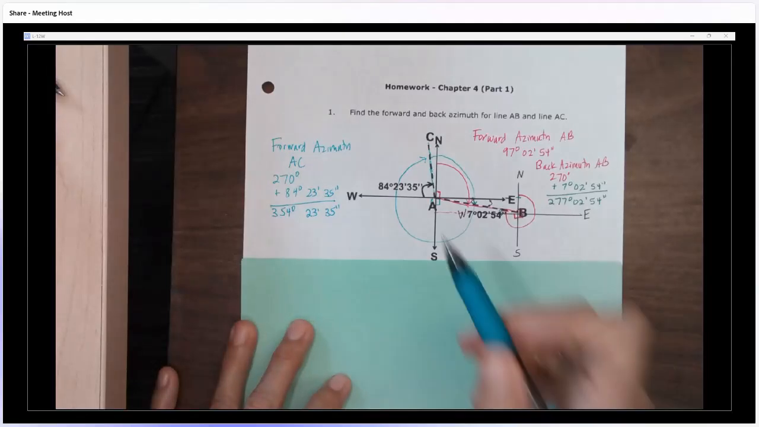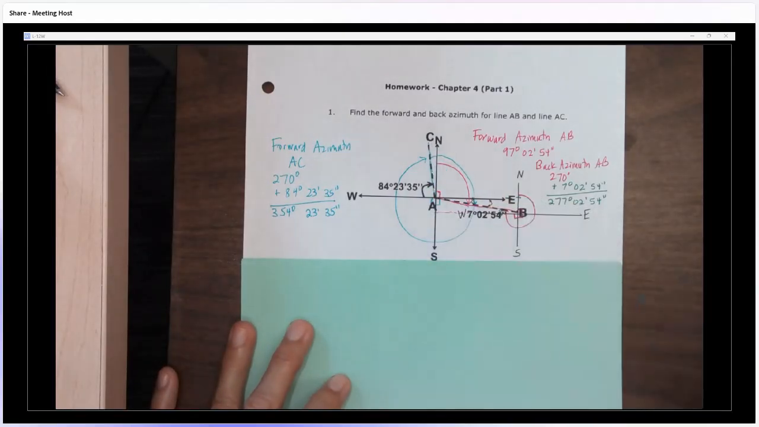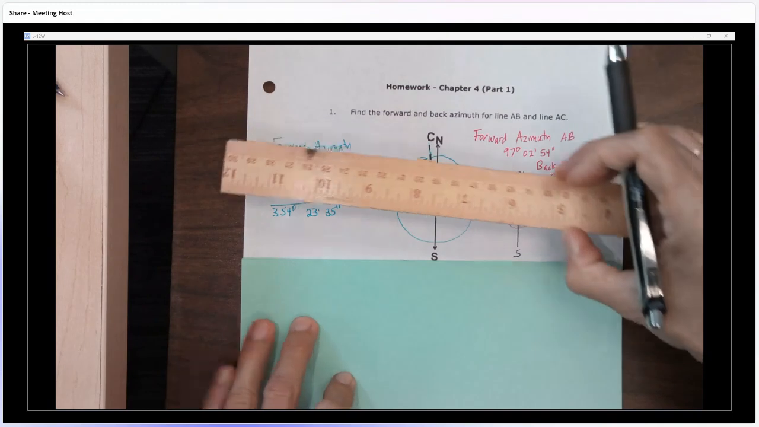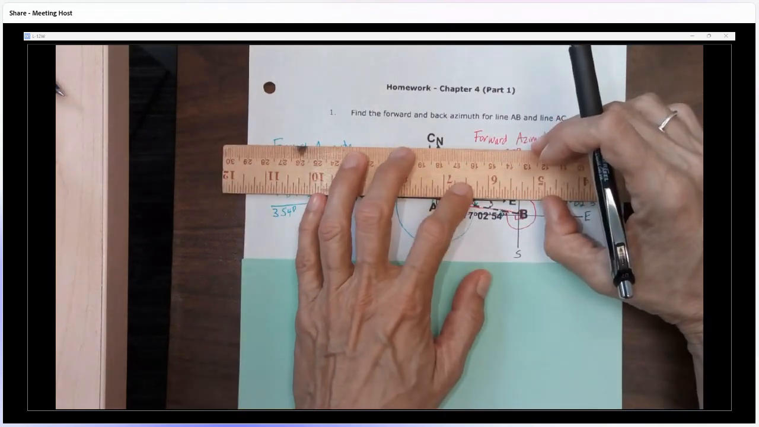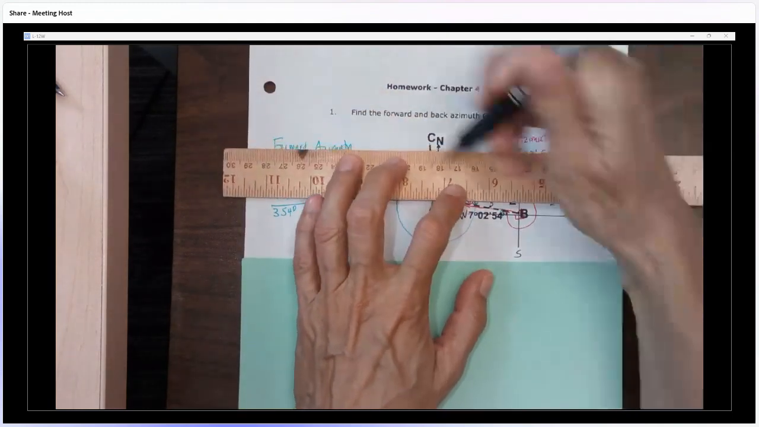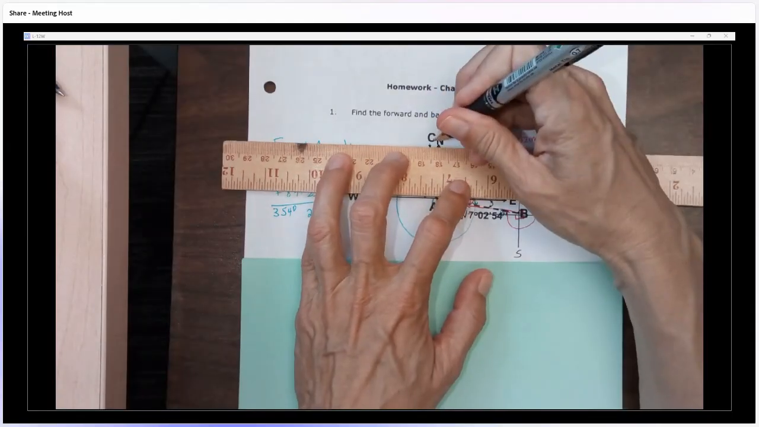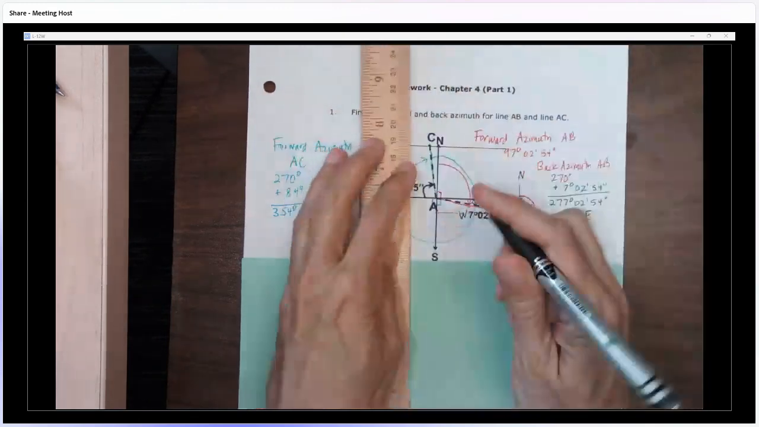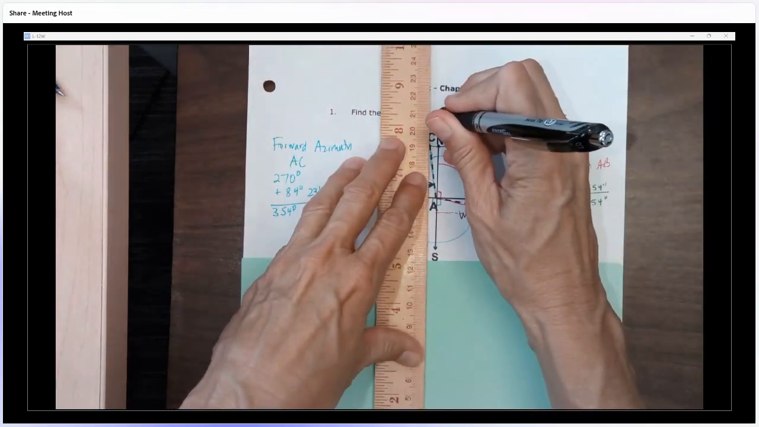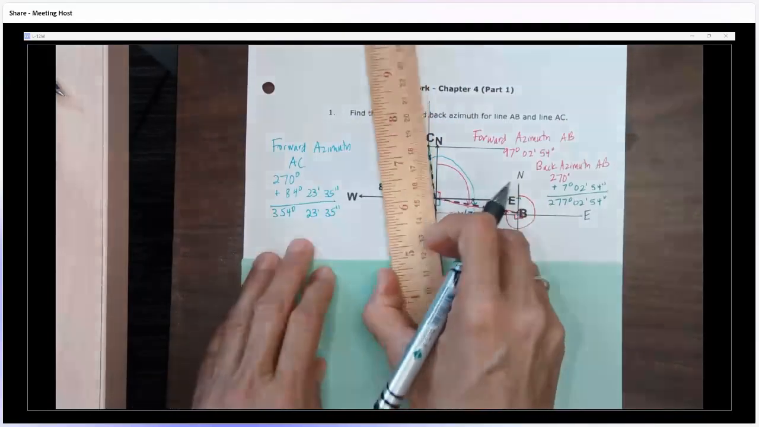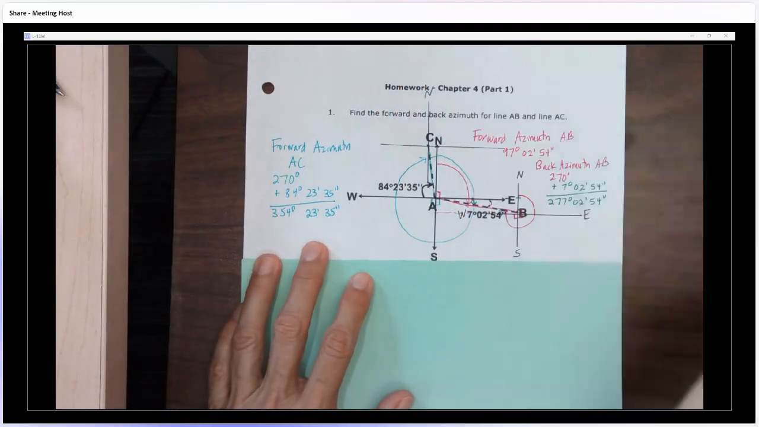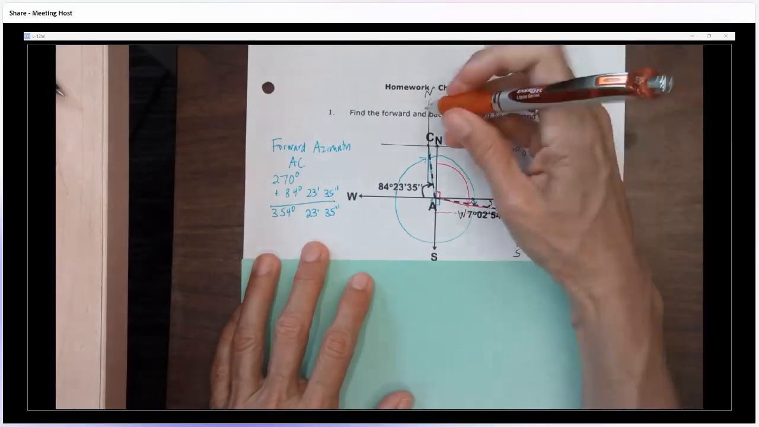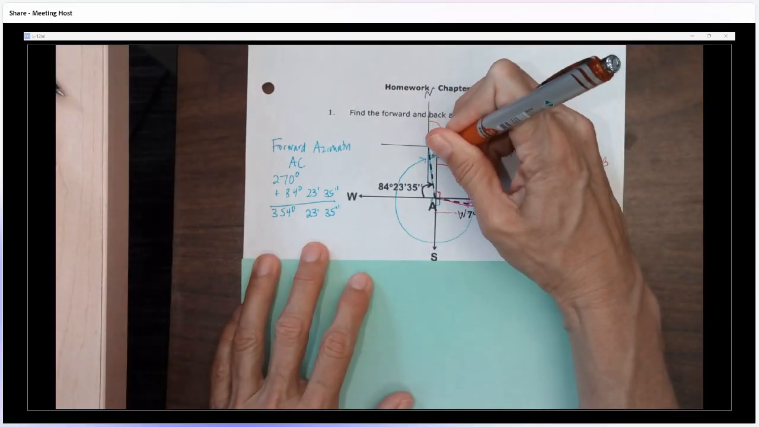And then to find the back azimuth for line AC, I'll follow that same procedure where I'll put my directional symbols at the end of line AC, just pick a point there at the end and draw my north, south, east, west lines there. And again, for azimuth, I'm going to come from the north to figure out that back azimuth. Let's do this one in orange. So we'll come from the north here down to our line of interest.